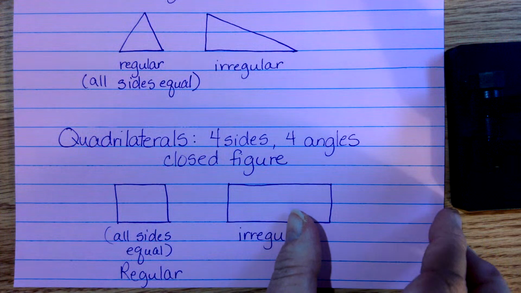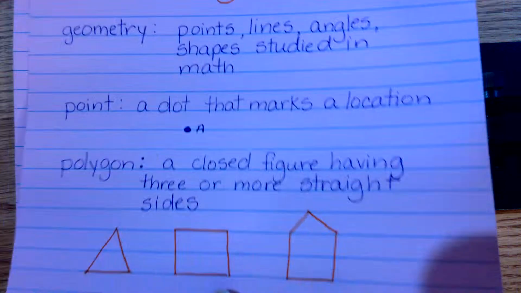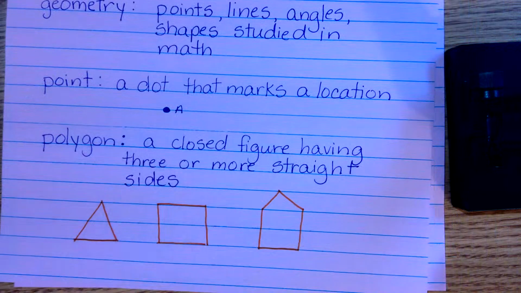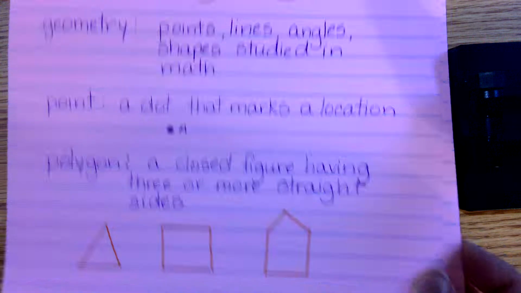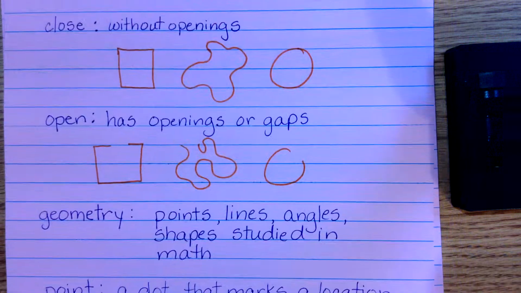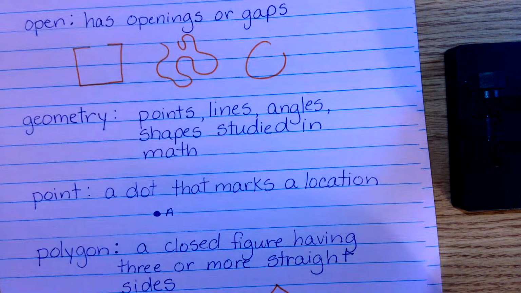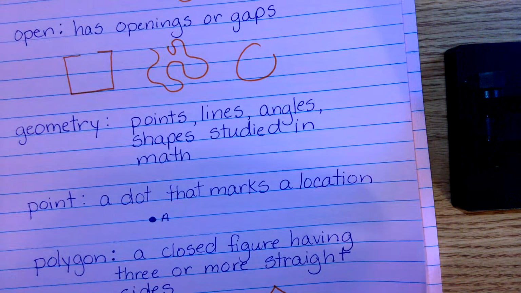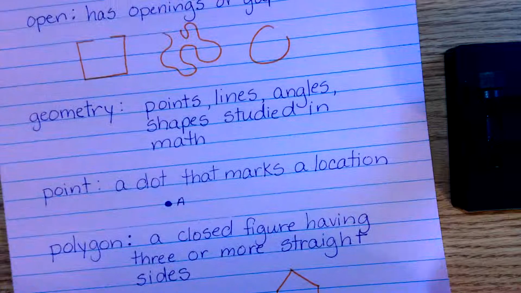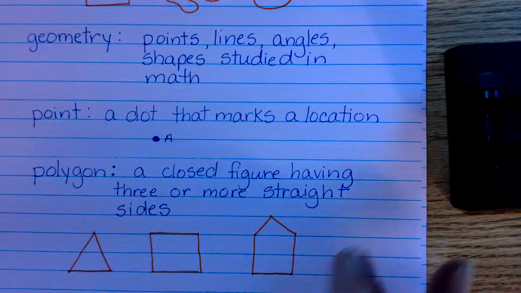So when you think back through, a dot that marks a location is called a point. If something is completely without openings, shut in on all sides, it is called closed. The type of math where you study points, lines, and shapes is called geometry. A closed figure that has 3 or more straight lines is called a polygon.